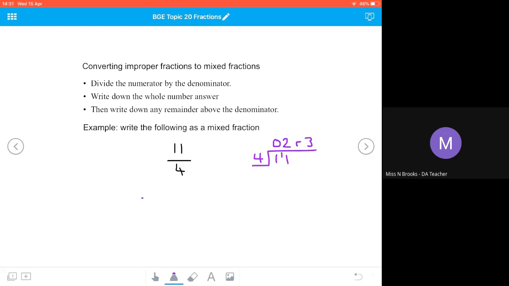So I'm going to write the 2 as the whole number, and then I'm going to write my remainder above my denominator. And I can always check that I've got it correct because I can use the process from the last slide where I'm doing 4 multiplied by 2 is 8, and 8 plus 3 is 11, and so I can get back to 11/4.